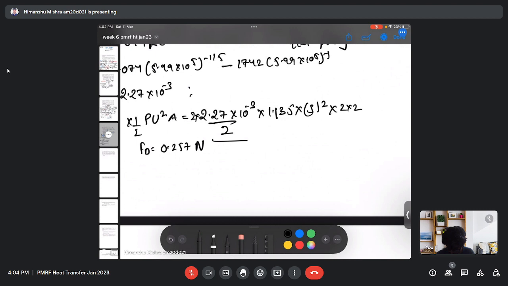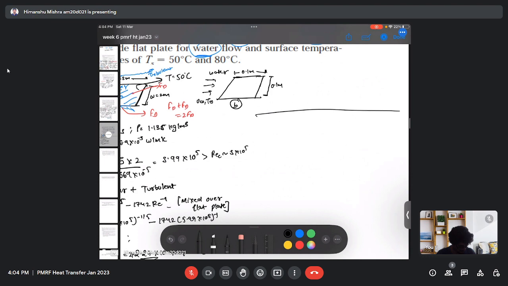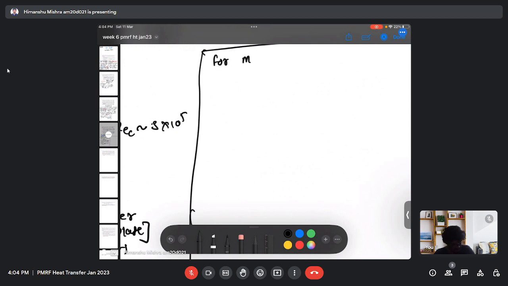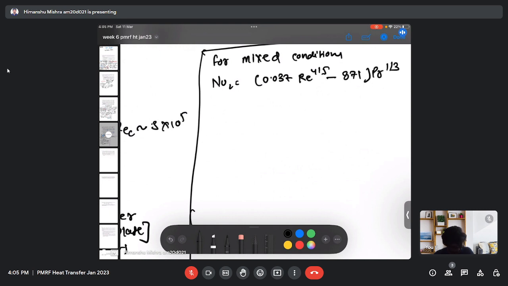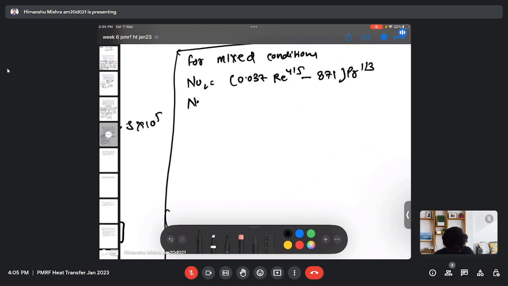Now the next task is to find the heat transfer, and for that we need a heat transfer coefficient. For the heat transfer coefficient, we have to use the Nusselt number correlation which is valid for the mixed case. So for the mixed condition, my average Nusselt number is given by this correlation. We have a Prandtl number of 0.706, and we know our Reynolds number also.